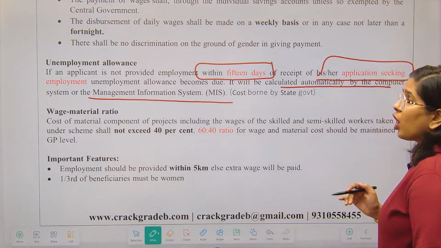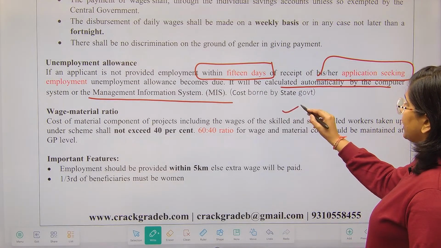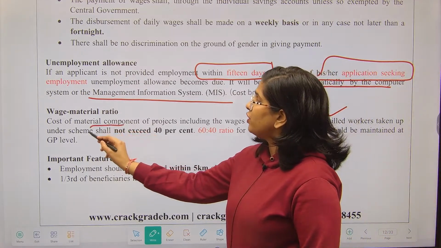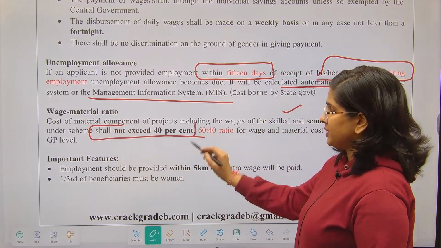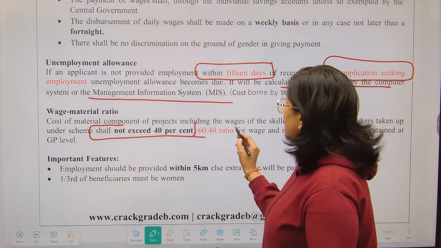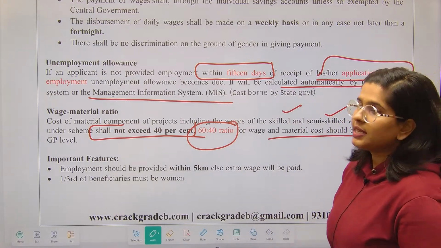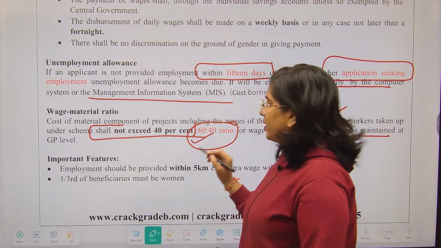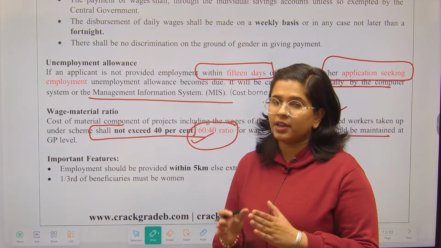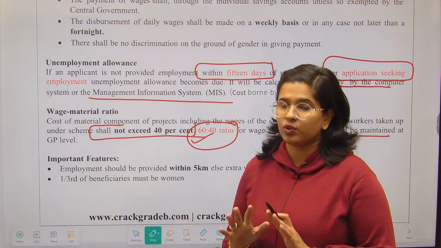You will see the cost of the material component of projects, which includes the wages of skilled and semi-skilled workers taken up under the scheme, shall not exceed 40%, right? So your material should not be more than 40%. This 60-40 ratio is for the wages and material cost. 60% for the wages and 40% for the material, right? So this should be the ratio. The majority of the amount you cannot spend on materials. You cannot do that.